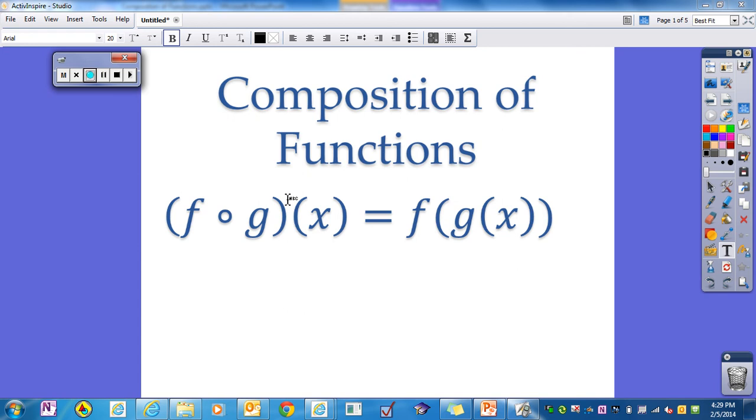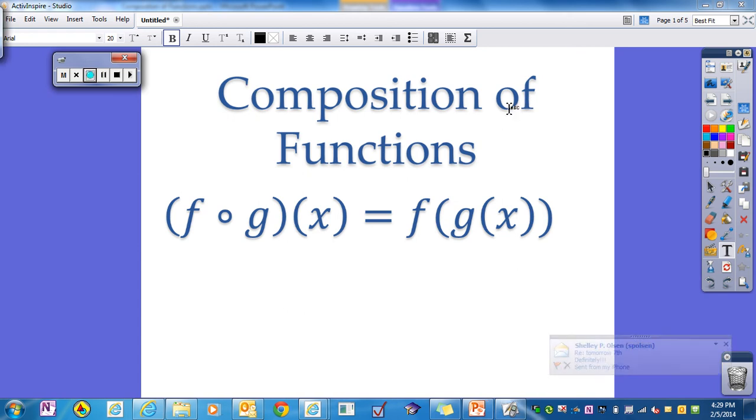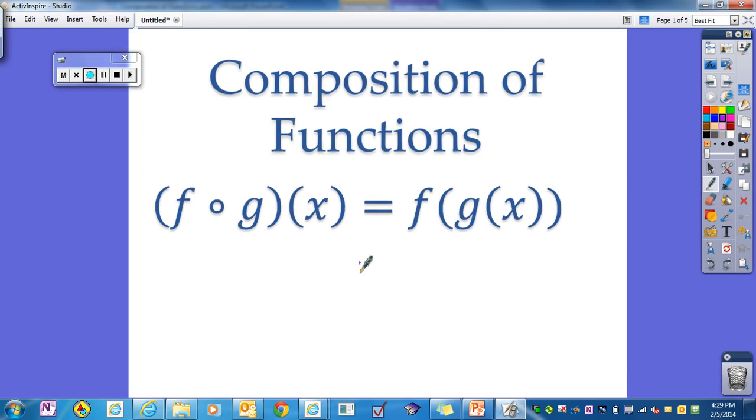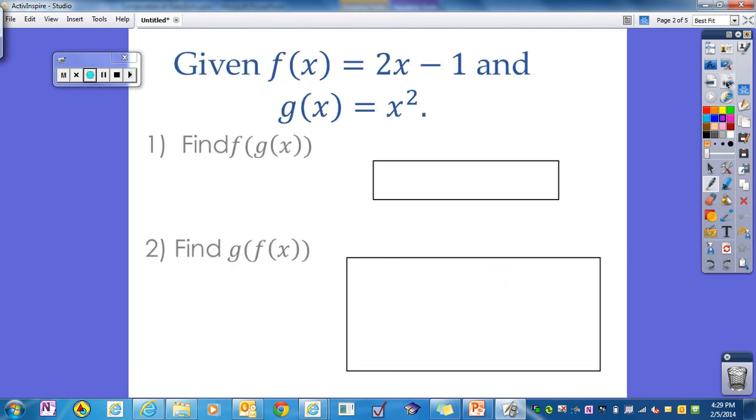Alright, now we're going to take a look at a composition of functions. You're sometimes going to see it as this f circle g of x. What that means is you're going to do f of g of x. Alright, so let's take a look at some examples of what that means.